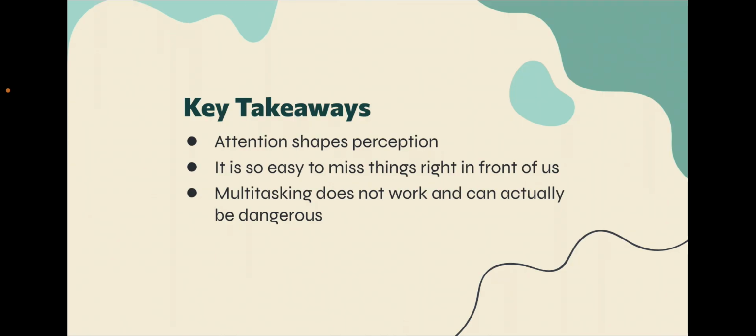So there are 3 main things that stood out to me when I was learning about change and inattentional bias. First, it shows how much our attention to tasks shapes our perception. If we aren't focused on something enough or have too many other things to look at or too many other things going on, we're going to miss some details, and that's shown by these phenomena. And this ties into my next point, that it's so easy to miss things that are right in front of us.